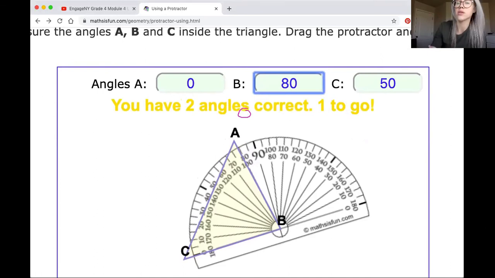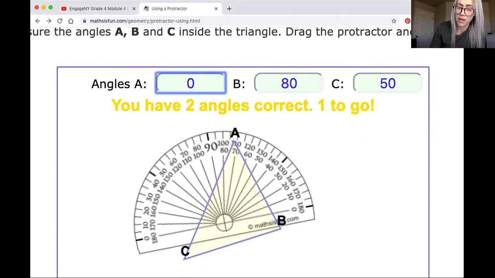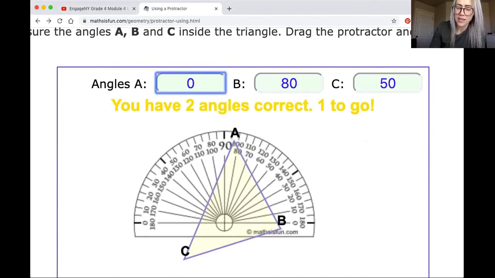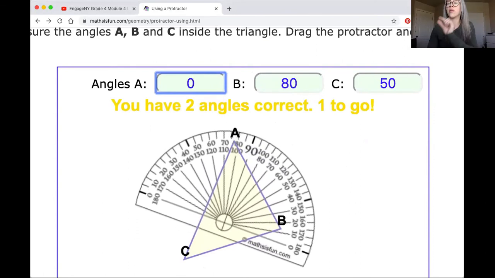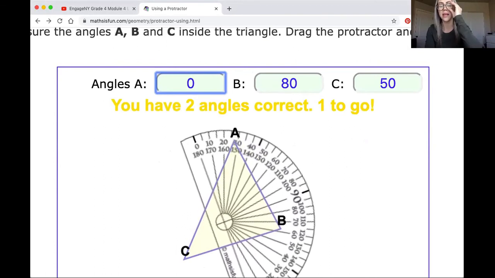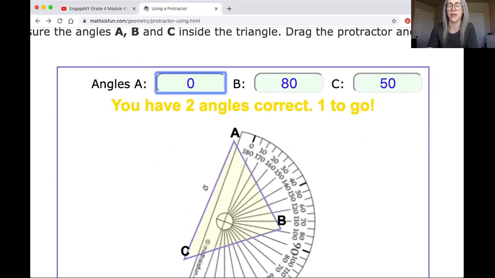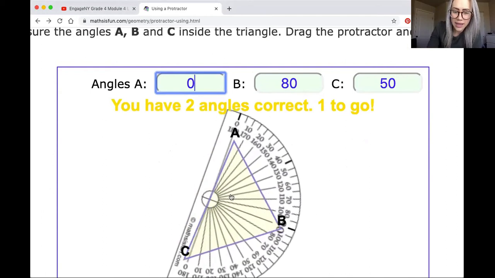I have two angles correct. Here we go. Now, this is the silly part that's going to take probably the longest. This way is fine. I'm going to keep holding down one of my keys, one of my forward keys or backwards keys, and it's going to rotate the protractor all the way around. Okay, then I click and drag, and I want to measure A.